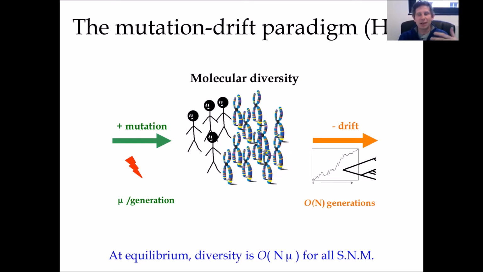And at equilibrium, we have an expected diversity on the order of N times mu. So under this model, whatever is your favorite measure of genetic diversity, the number of polymorphic sites, the pairwise difference, the number of haplotypes, whatever it is, you end up having a function of N times mu. That is the population size times the mutation rate. Higher diversity is either high mutation rate or high population size.